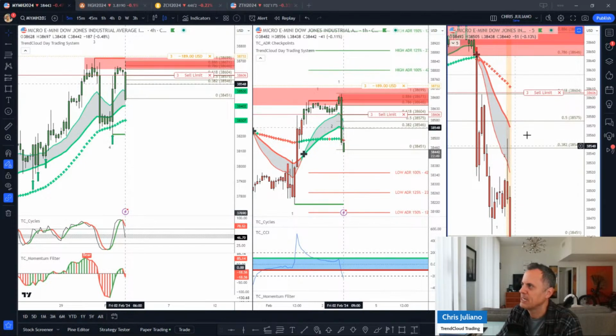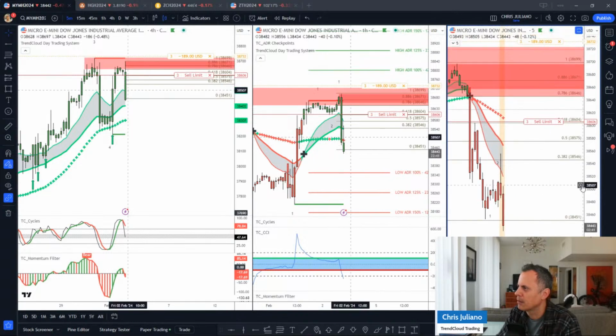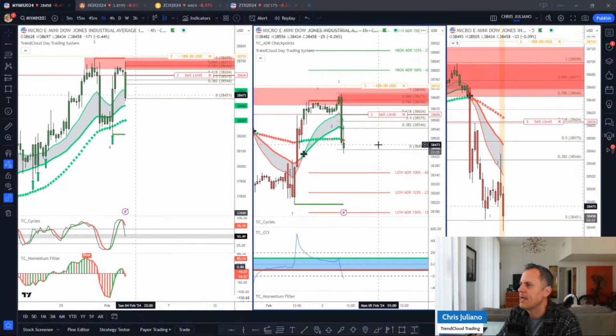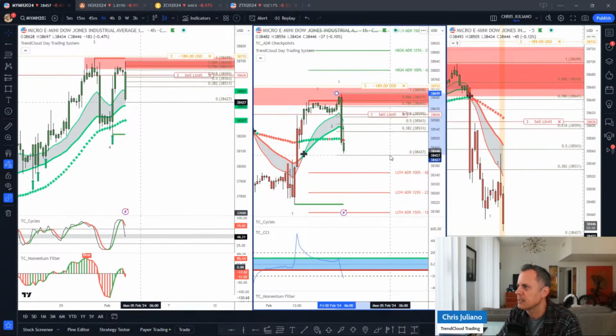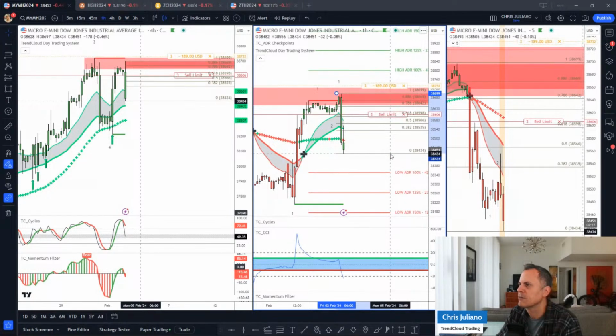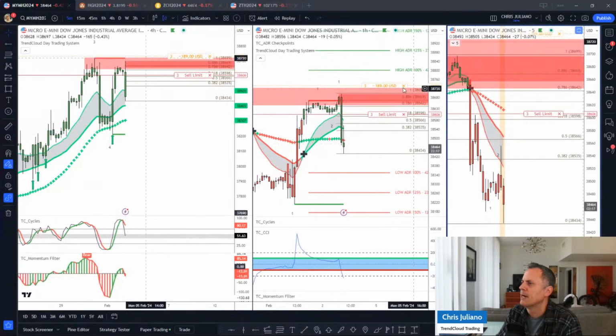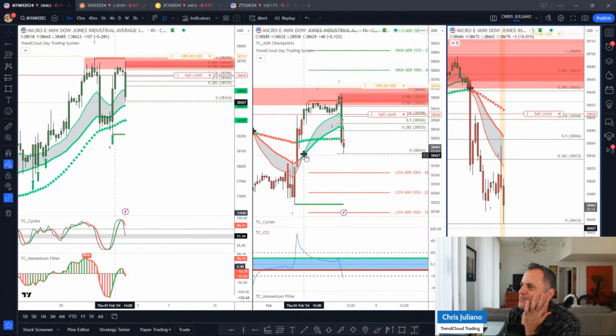Unbelievable. We didn't get a 5-minute trend cloud signal. It was too strong to the downside. Man, oh man, it's just taken off to the downside here. So now we have to bring this down further. Highly doubt that's going to work. I think this thing is just going to take off.